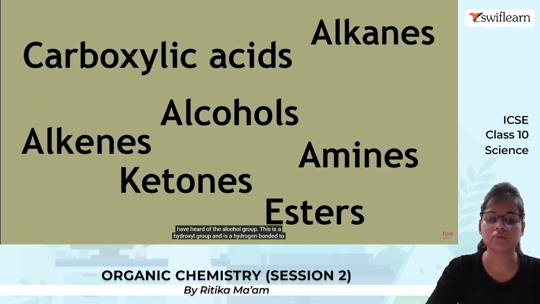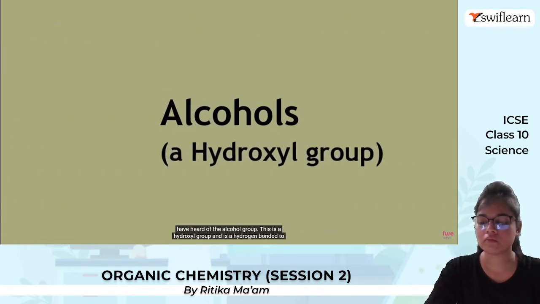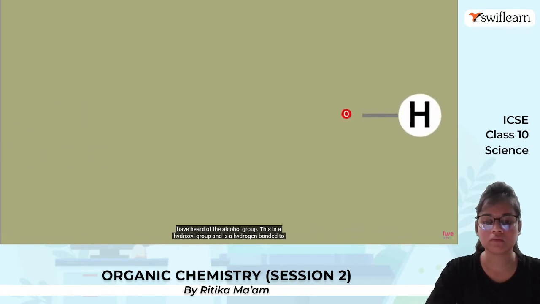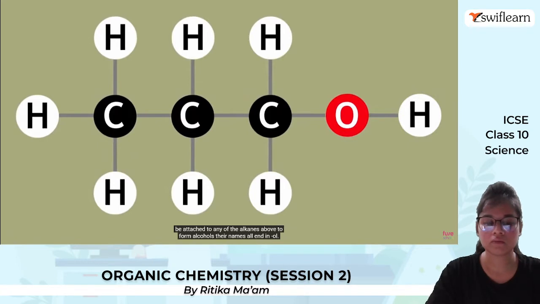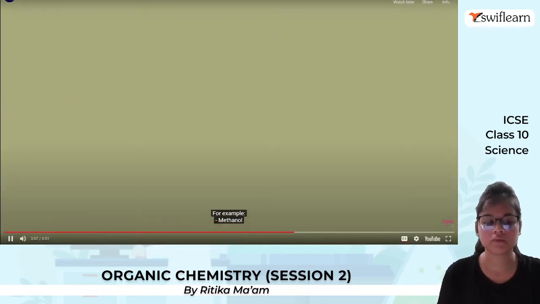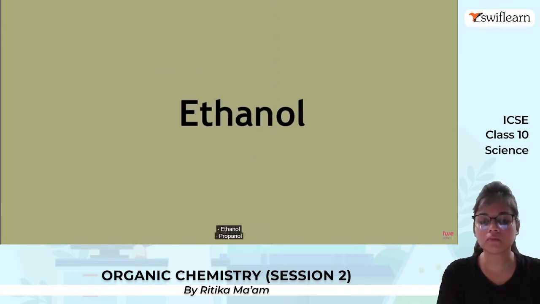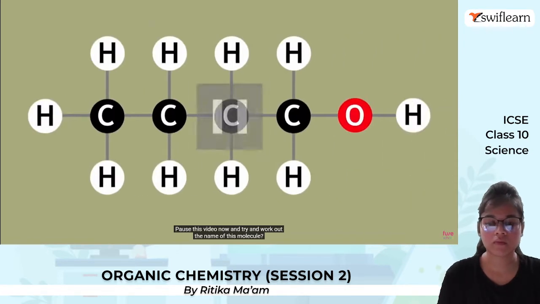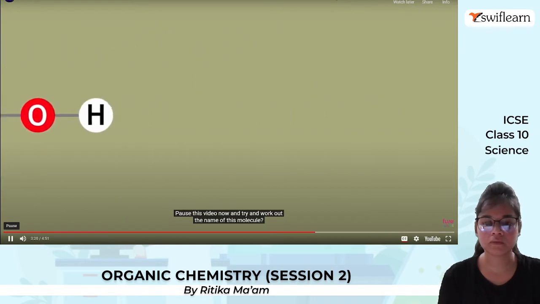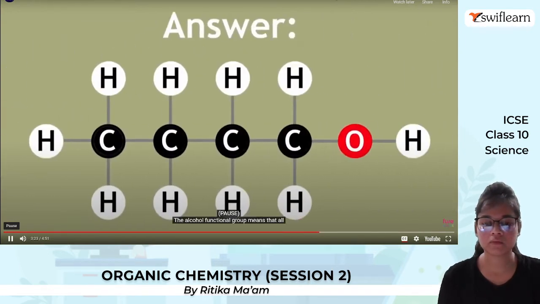You may have heard of the alcohol group. This is a hydroxyl group and is a hydrogen bonded to an oxygen, which is then covalently bonded to the rest of the molecule. This group can be attached to any of the alkanes to form alcohols, their names all ending in -ol. For example, methanol, ethanol and propanol. Pause this video now and try to work out the name of this molecule. There are 4 carbon atoms in this molecule with an alcohol group, and so its name is butanol.